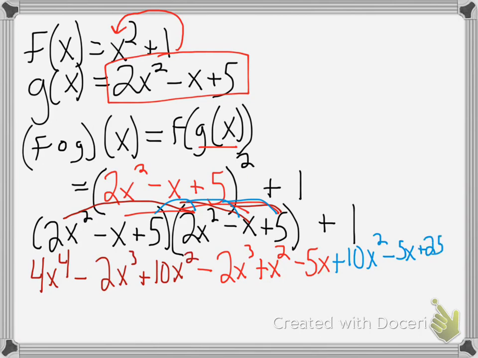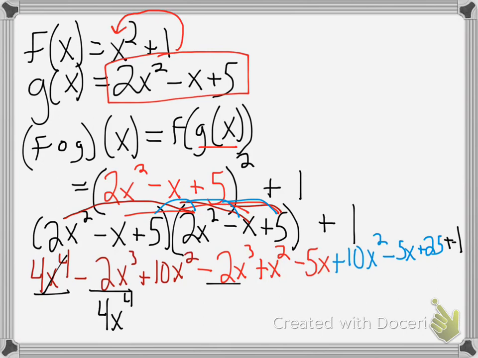And then at the very end, don't forget the plus 1 that was on the outside all along. So plus 1. That's not a negative. That's just me trying to write very small. Okay? Now I combine like terms. 4x to the fourth, there's only one of them, so I bring down 4x to the fourth. Cross it out to show that I'm done.